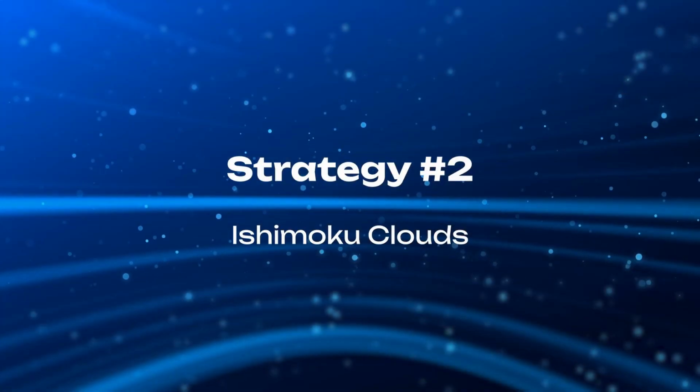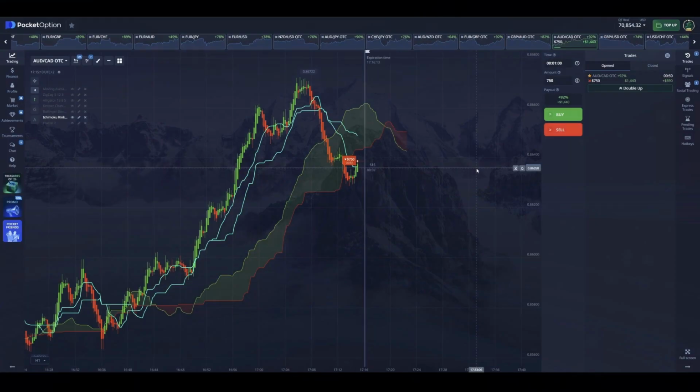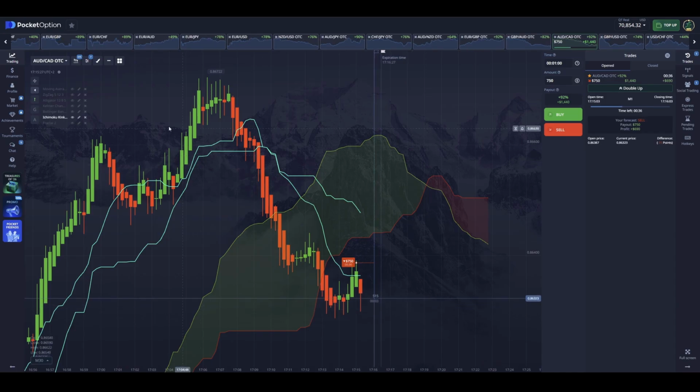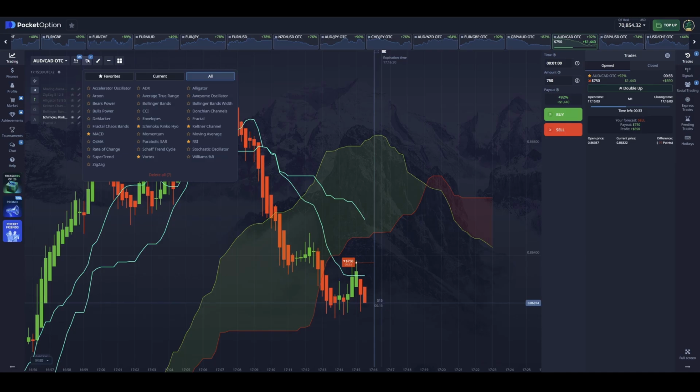Let's move on to strategy number 2. Strategy number 2: Ichimoku clouds. This strategy will include just one indicator. We'll set it up correctly, pick the right entry points, and as a result, this single indicator will really help us make over 90% profitable trades. It's really that simple. Look, we go to the indicators and select this indicator right here, Ichimoku Kinko Hyo, or as it's commonly called, Ichimoku clouds.